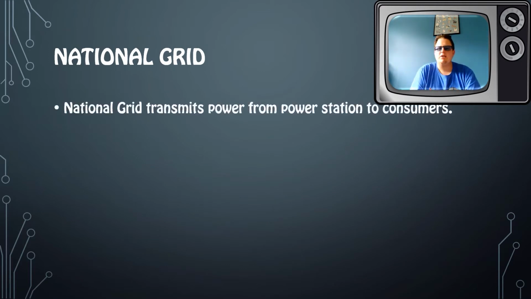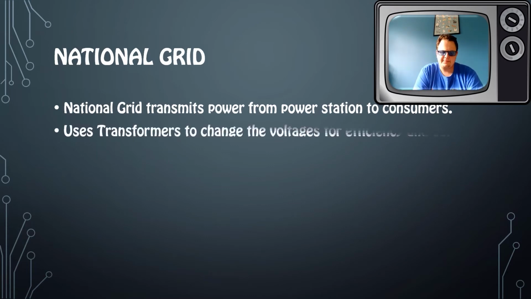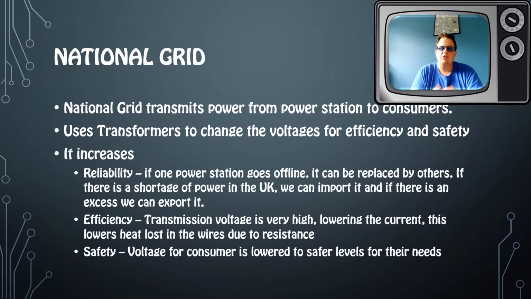Okay, so the national grid. The national grid transmits power from the power stations to consumers. And in there we use things called transformers to change the voltage for efficiency and safety. Okay, so our national grid increases reliability.